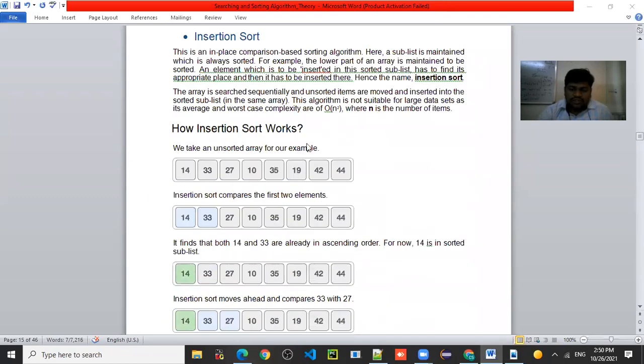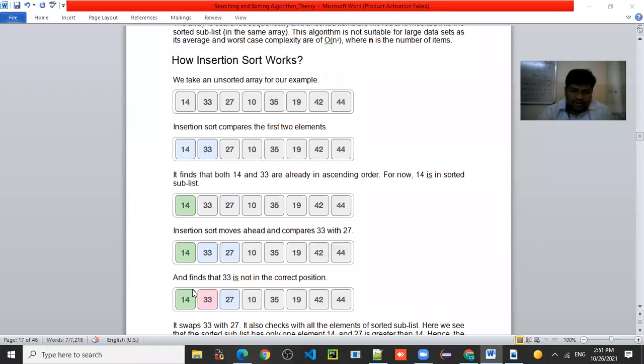But in insertion sort, what you are doing is comparing the first element with the second one, and after that you are preparing one sublist, right? So the sorted sublist you are comparing. After that, the second to the third. Now whatever element you are shifting to the left side, that is added in the sublist.